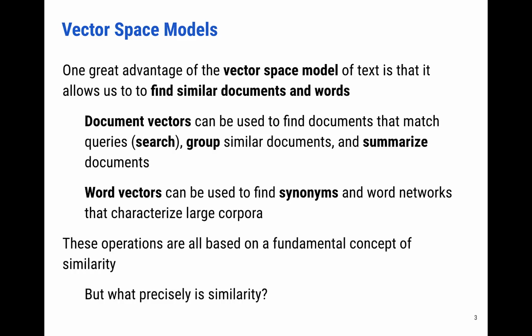We can also flip things, and we can talk about word vectors. We can say, okay, which words are closest to each other in vector space? We might have some threshold by which we define a synonym, and then we can branch out and talk about word networks that characterize large corpora. This actually is very useful to the work of text analytics, exploratory text analytics as we're defining in this course, because it provides some insight into the cultural and psychological underpinnings of these texts. But to do any of this, we have to drill down and understand this fundamental concept of similarity. So let's get right into it and get to an understanding of what precisely is similarity.